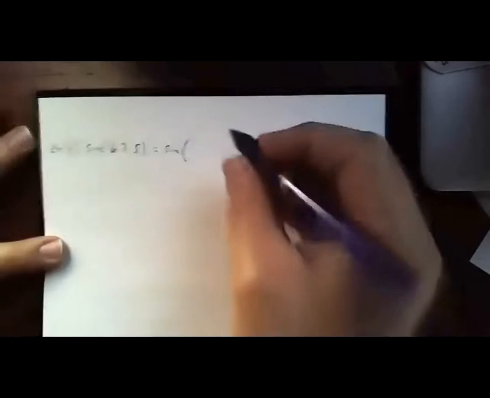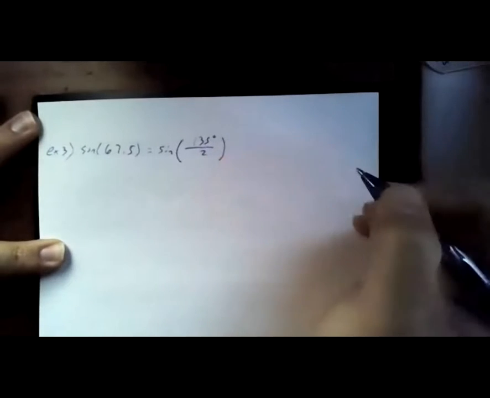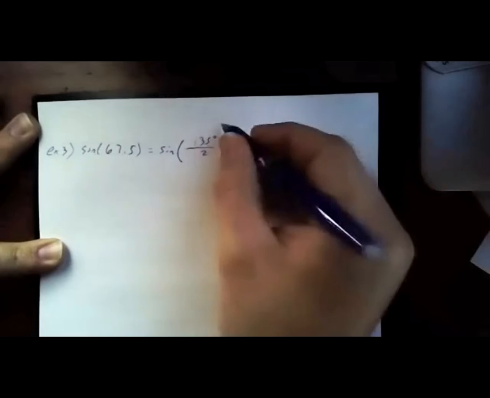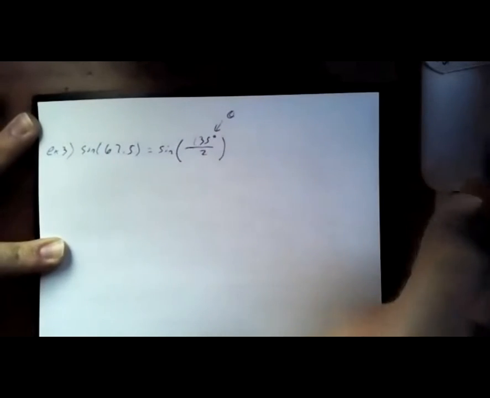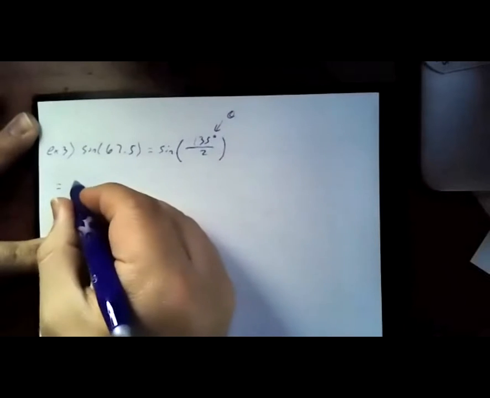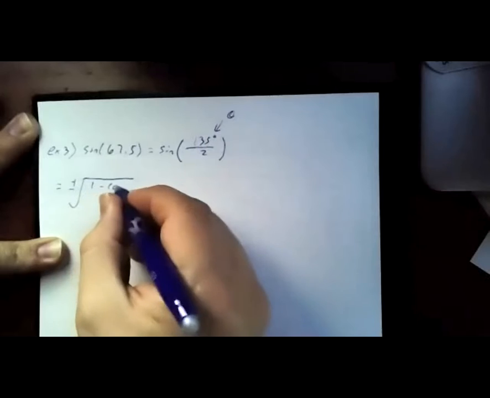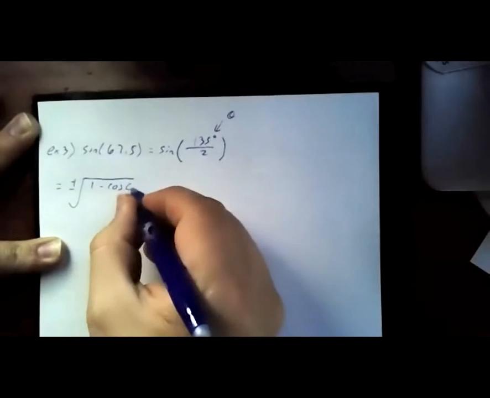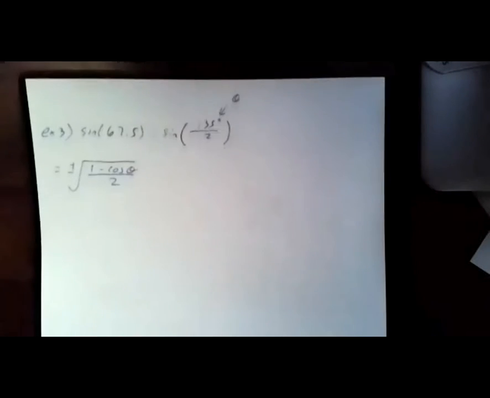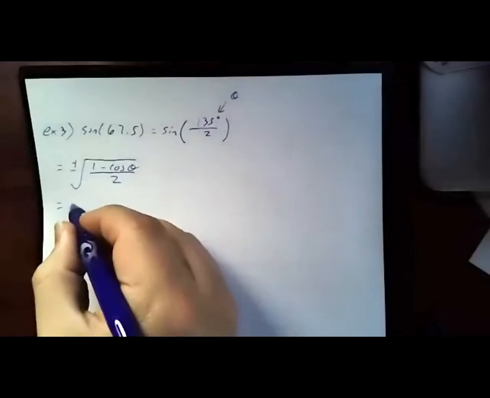So we get 135 over 2 and then apply a formula. This is my theta, right? The formula says that this will be equal to plus or minus the square root of 1 minus cosine theta over 2. That's from the formula. But theta is 135, so you just plug that in.